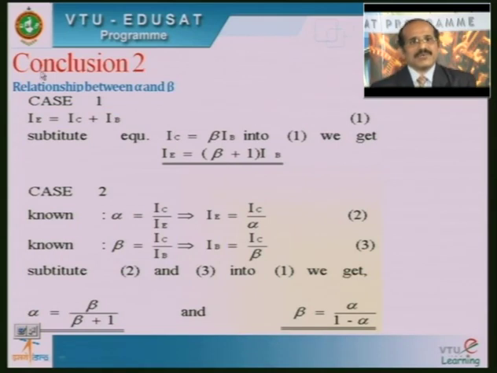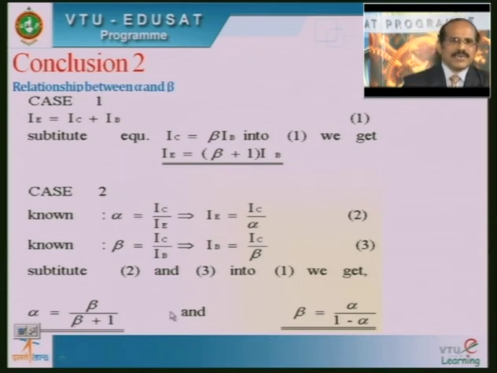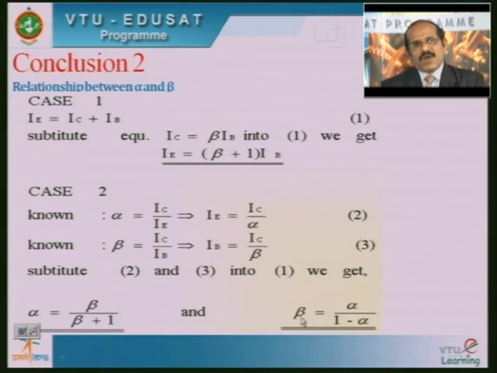And also we were able to establish the relation between alpha and beta. We have seen that the emitter current is nothing but IC plus IB here, and we know that IC in terms of beta is IC equal to beta times IB. If you substitute this IC into the equation, we get IE equal to beta plus 1 into IB. So from these two equations we get equations 2 and 3. If we substitute 2 and 3 into equation 1, we get alpha equal to beta by beta plus 1. Similarly, beta equal to alpha by 1 minus alpha.